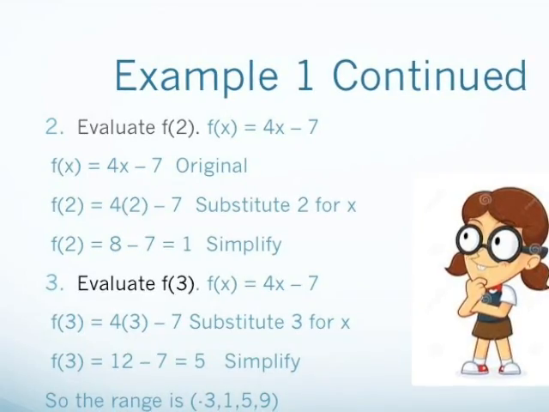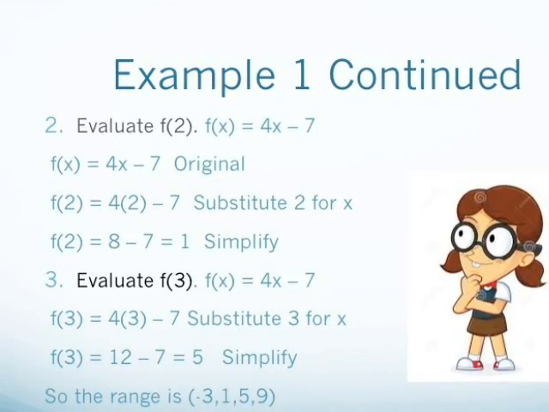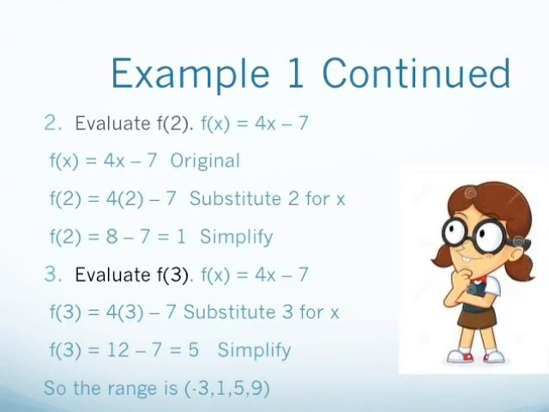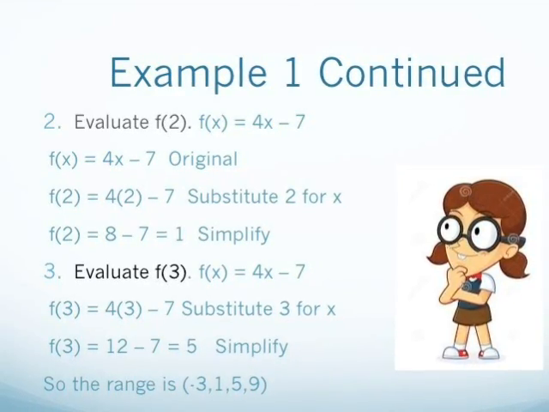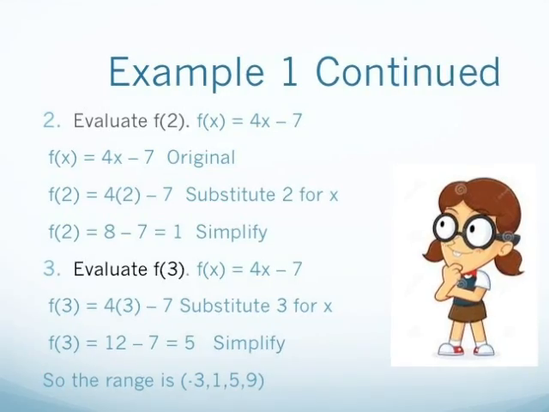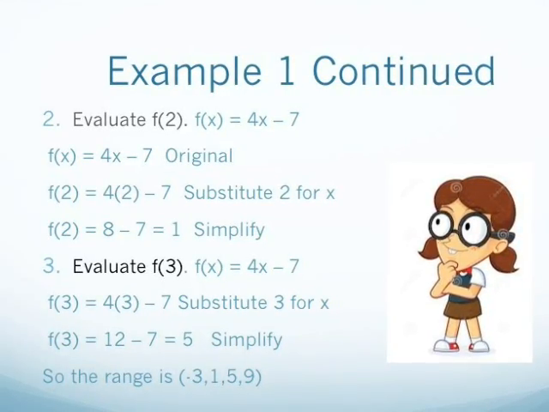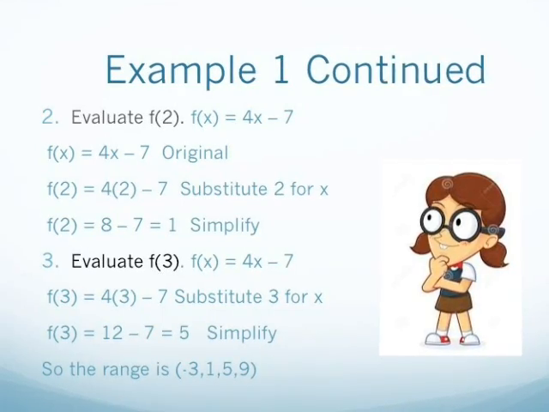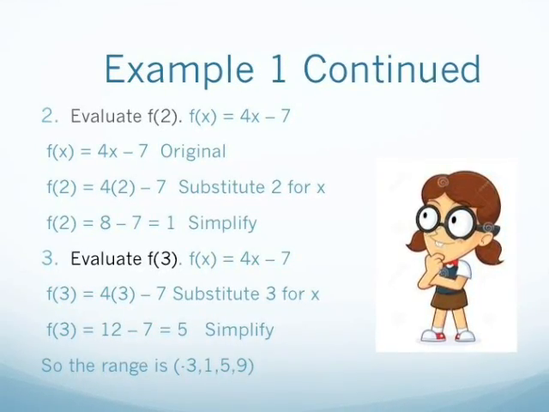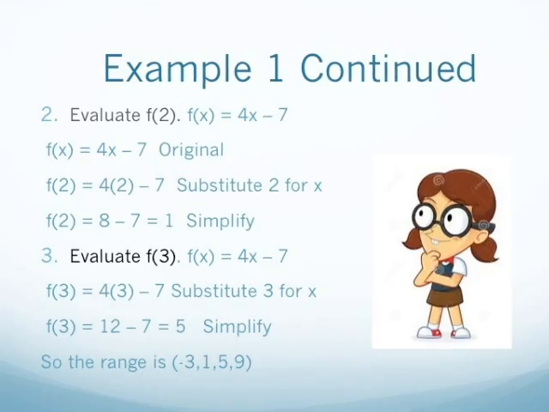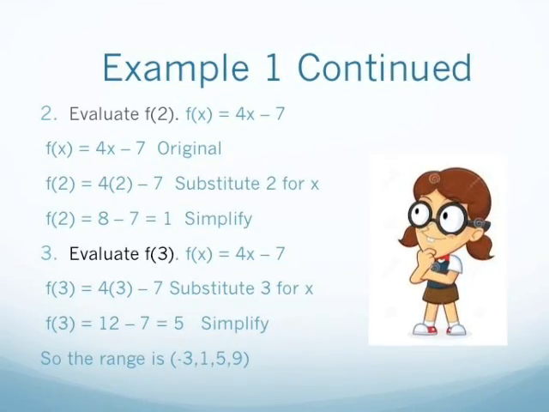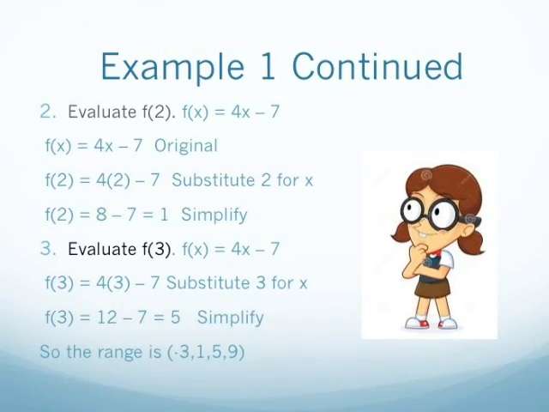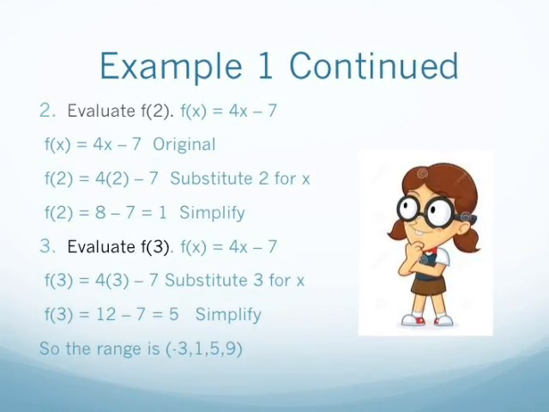When we evaluate f of 3 in the function f of x equals 4x minus 7, we substitute 3 in for x and we get 4 times 3 minus 7, which gives us 5. So the range so far is negative 3, 1, and 5.